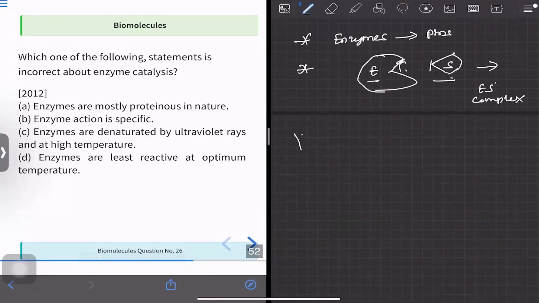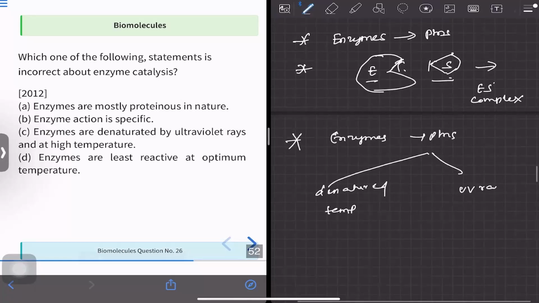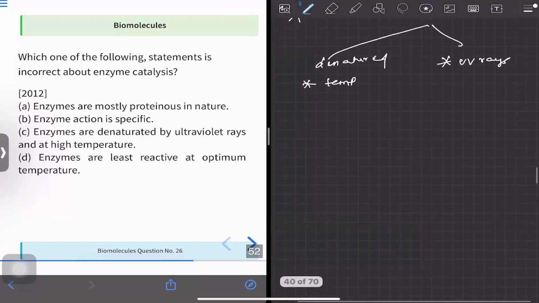Next, enzymes are denatured by UV rays and at high temperature. See, enzymes are made up of proteins. Proteins can be denatured by temperature and by UV rays. Proteins can easily be disturbed at secondary, tertiary, and quaternary structures. Enzymes are present in tertiary structure, so they can be easily denatured with the help of temperature and UV rays. So option C is also correct.